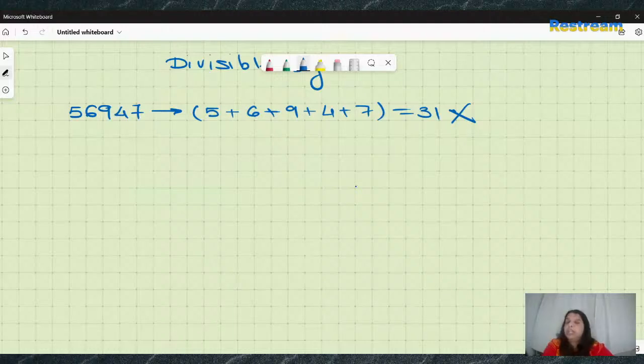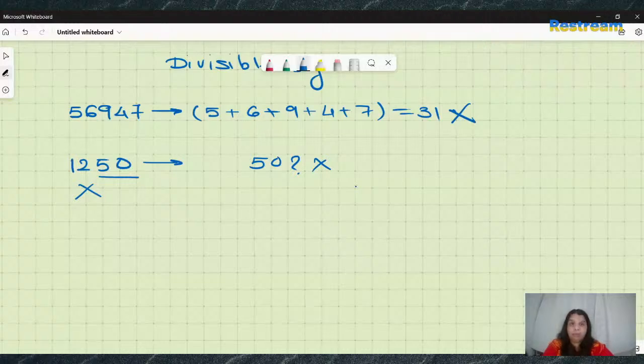So let's say I will take a number 1250. Now divisibility rule of 4 states that your last two digits have to be divisible by 4. So I will take 50. Is 50 divisible by 4? No, it's not divisible by 4. So 1250 is not divisible by 4.